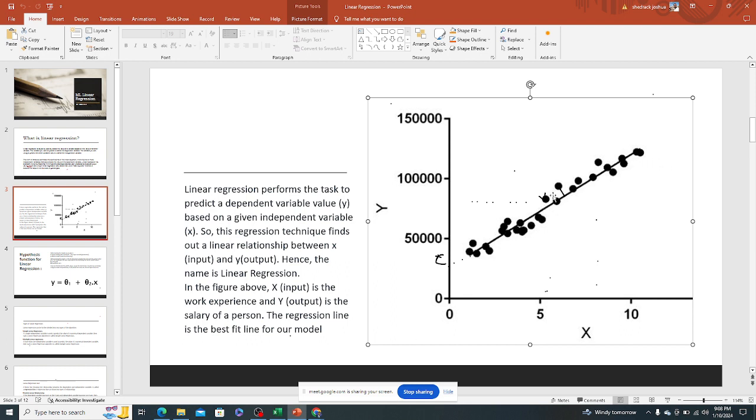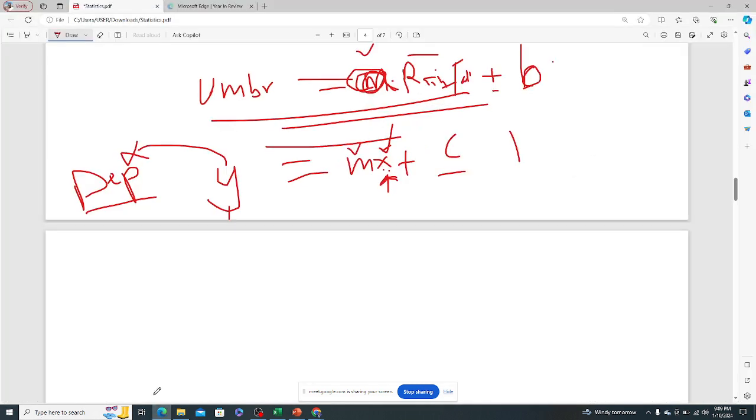You can see the data points are scattered. These are people's salaries, depending on the years of experience. If they are close to the regression line, then it means that the model which you are going to get here will be very strong.